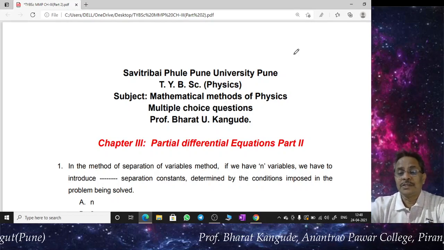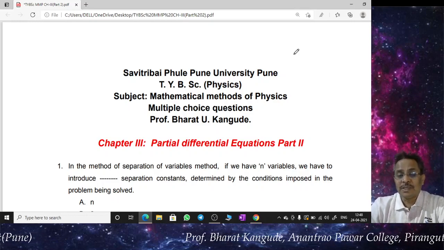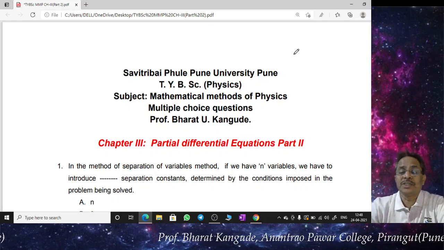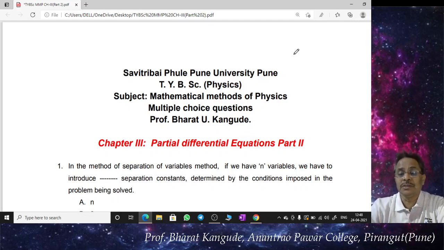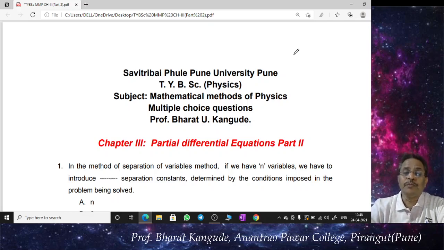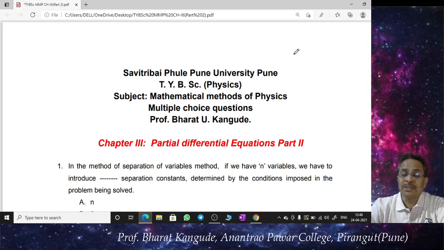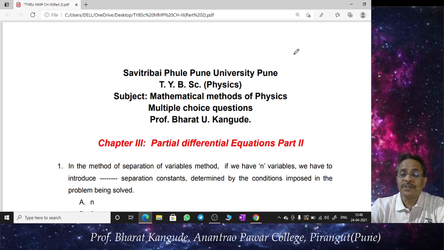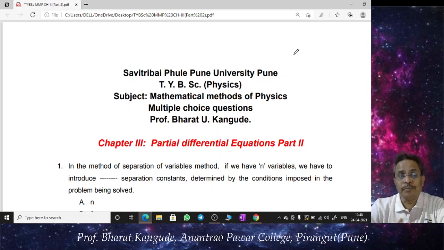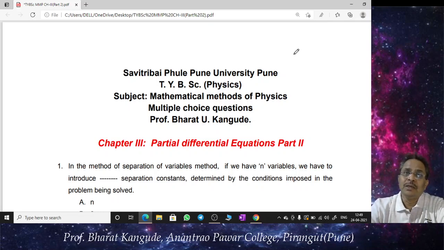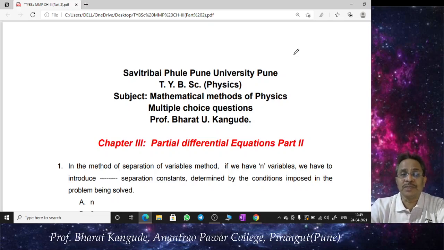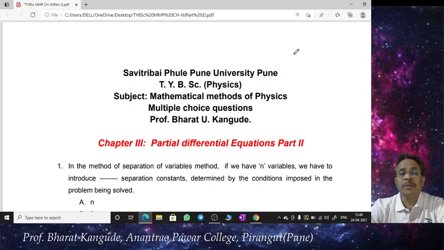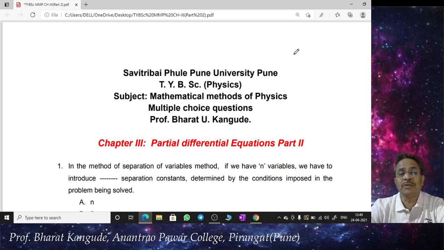Hello, TYBSC friends. Once again, I am here to discuss the remaining few questions of chapter 3, that is partial differential equation. This is what we are calling part 2 from the subject paper 1, that is mathematical methods of physics for TYBSC Physics, Savitribai Phule Pune University, Pune. For the forthcoming university examination, MCQ, choice based, multiple choice based question examination, we are preparing here some important concepts from this partial differential equation.